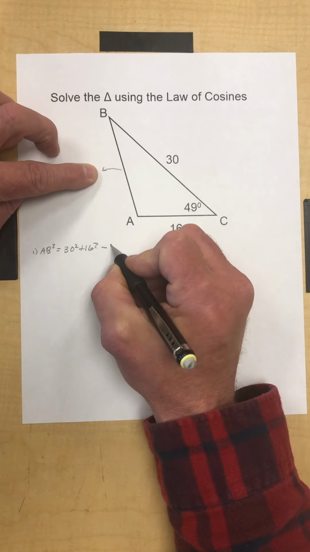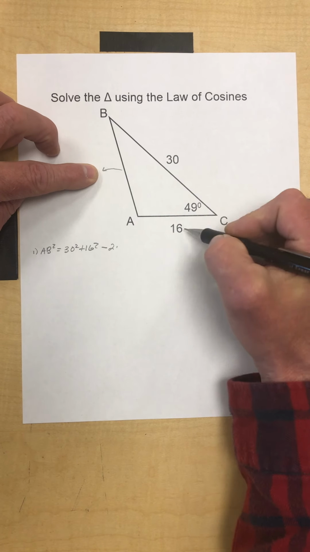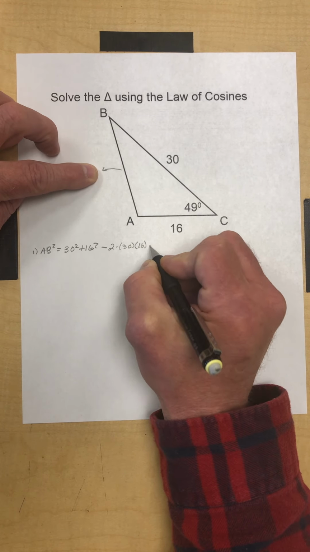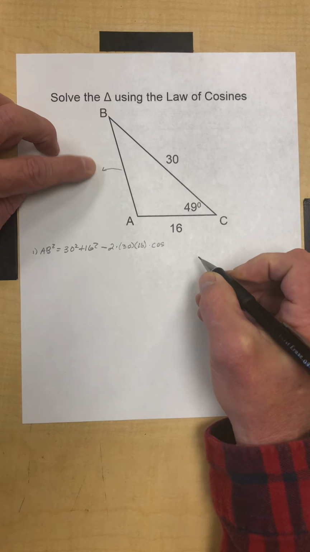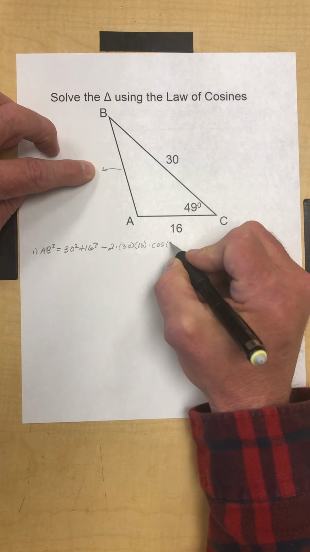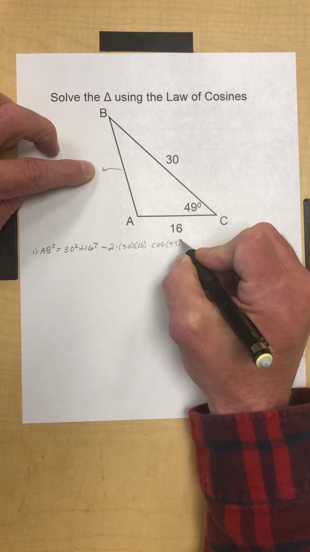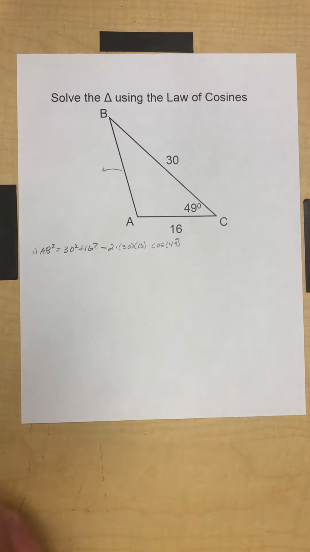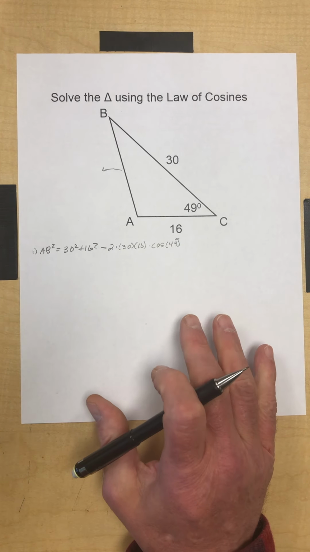Minus 2 times the other two sides. So 2 times 30 times 16 times the cosine of the angle that's opposite where I started. So that'd be the cosine of angle C, which we know is 49 degrees. Okay, right there. Now I've just got to solve for that. We know we're going to get an irrational answer, because the cosine of 49 is irrational. So why don't we do some simplifying first?